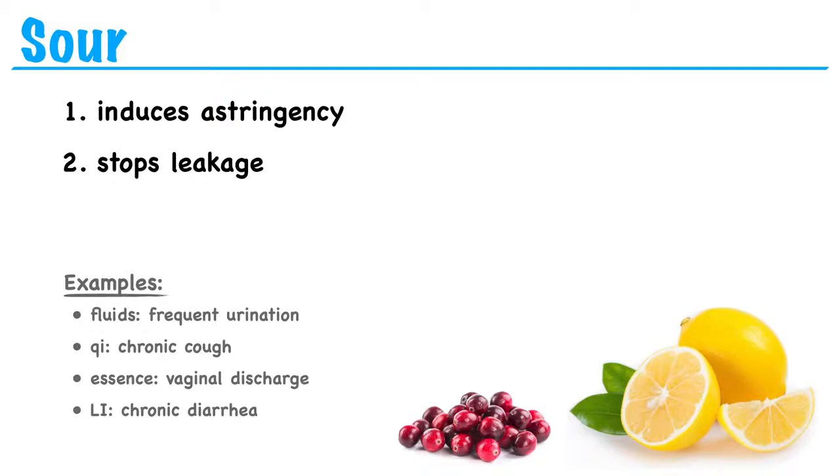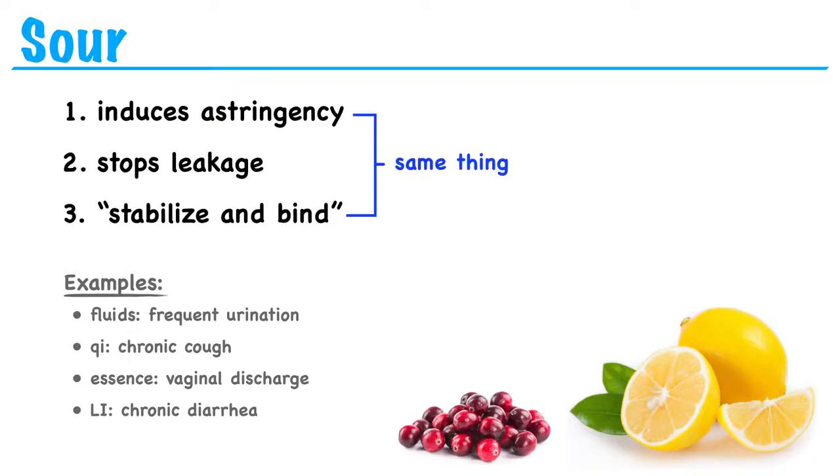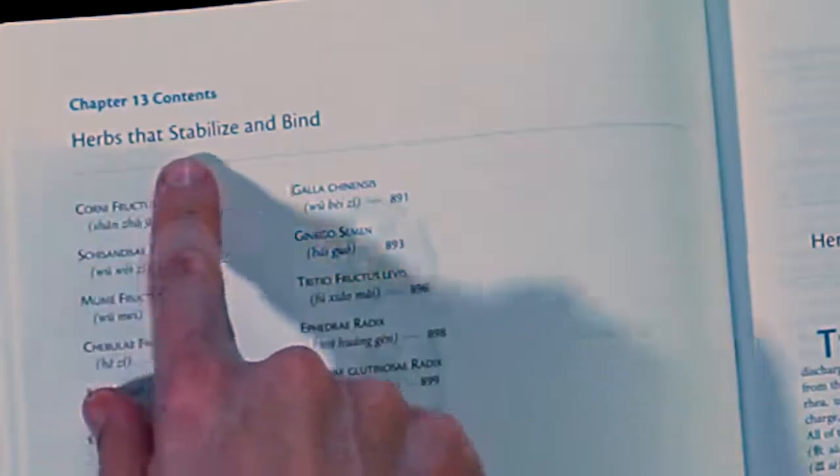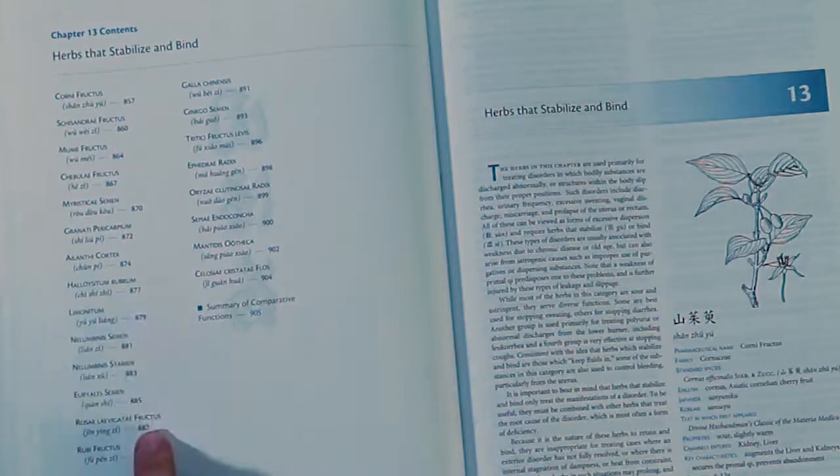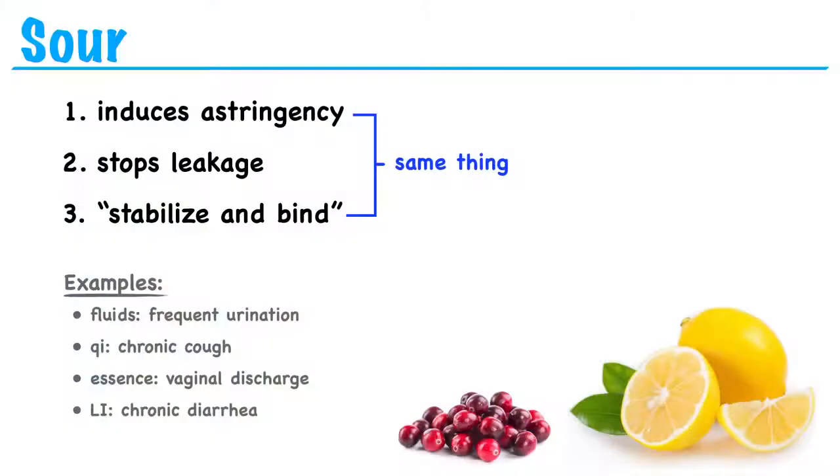Another phrase we use here is stabilize and bind. And that's just another way of saying stop leakage. I just want to bring this up here because this is the name of the category in Bensky, herbs that stabilize and bind. And this is just a category of herbs that stop leakage.